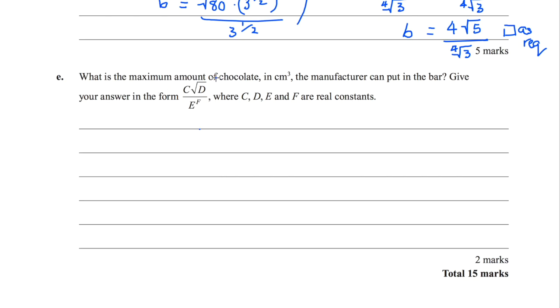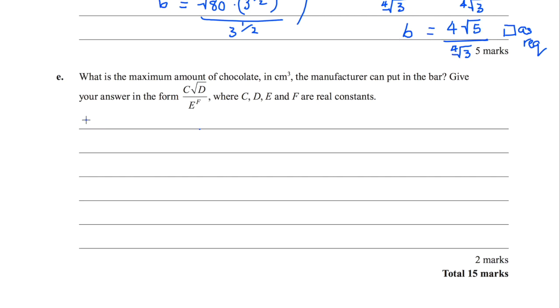What is the maximum amount of chocolate in centimeters cubed the manufacturer can put in the bar? Give your answer in the form c root d on e to the power of f, where c, d, e and f are real constants. Okay, hopefully the thinking behind this is not too hard, but the maths around it is probably pretty tricky. So we know that when b equals 4 root 5 on the 4th root of 3, we have a maximum volume for our bar. So all we need to do is substitute this b value into the volume equation.